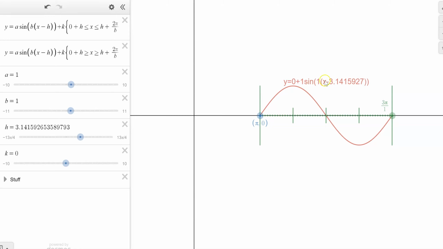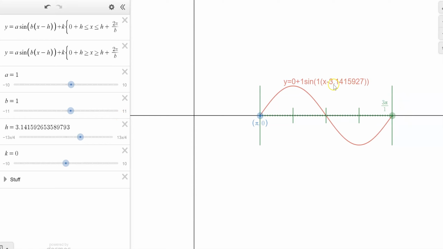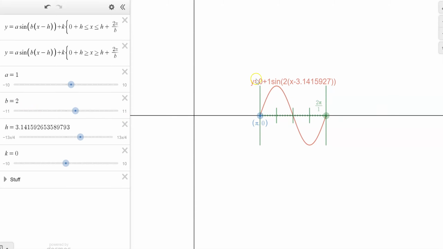So whatever number you have here, that's what's going to shift it. So if we do that, we're now at pi. We know it's been shifted pi units. Our period here is 1, and so if I make it a 2, it would now be 2 pi over 2, which is pi. So you can see we're starting at pi, and we're pi units away. Right there, that's our period.